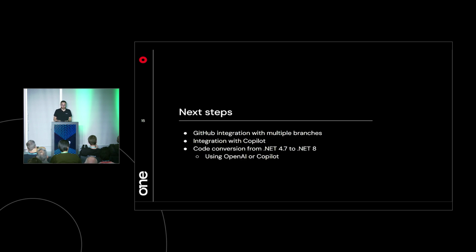Okay. And next steps. So I want to integrate GitHub with multiple branches. Currently, it only works with the main. So I can have dev, test, quality, production. I can't have anything. It only publishes and reads things from main. So I want to add the ability to work with different branches for the code. I also want to integrate with Copilot and not only ChatGPT. And when it's done, I want to try to auto-convert or migrate our code from .NET 4.7 to .NET 8.